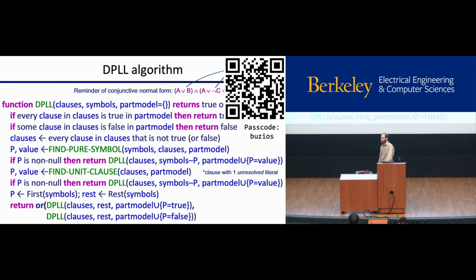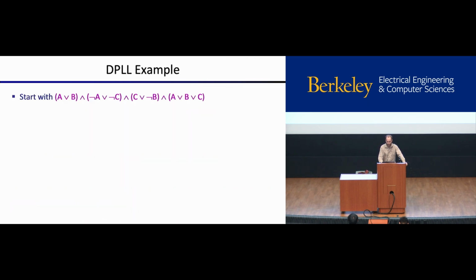If it didn't work for either one, then it's false. I mean, if it returned false both times, false or false is false. So at a lower recursive depth, we will be choosing other symbols. Yeah. More questions? Let's get to an example. Maybe more questions will arise, or maybe some will be answered.